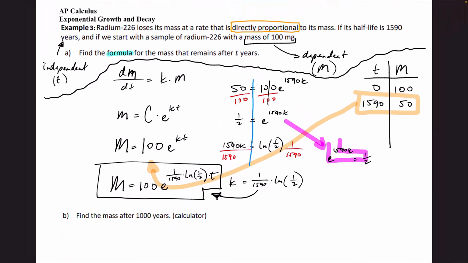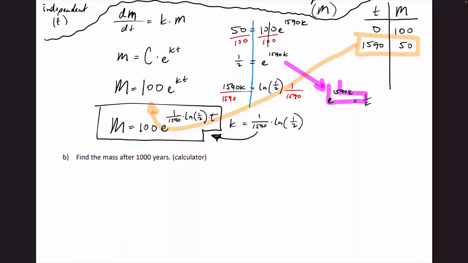What do you think we're going to do to find B? You could use a calculator, but what do you think we're going to do? Plug in 1,000 to t. It's already in years, so plug in 1,000 for t. It looks super complicated, but your calculator is the one that has to do the heavy lifting.